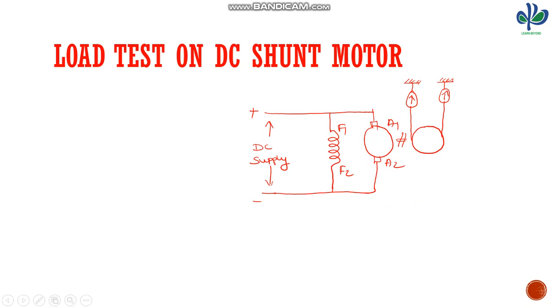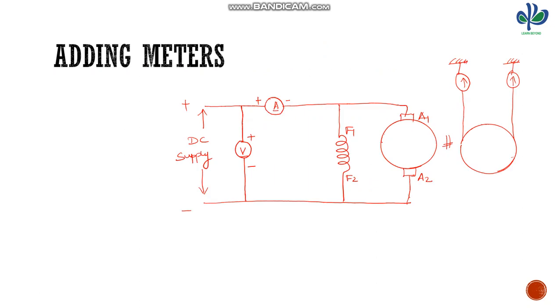Next we have to add the meters. To determine the performance of an electrical machine, we need to know the readings of voltage and current in the machine, right? In order to find the performance of a machine, we need voltage and current. So we are adding a voltmeter in parallel and an ammeter in series.